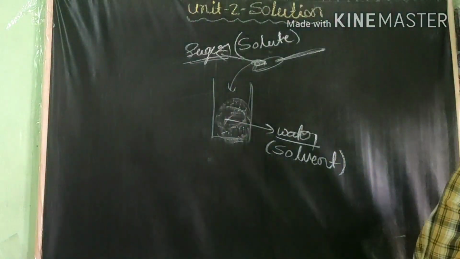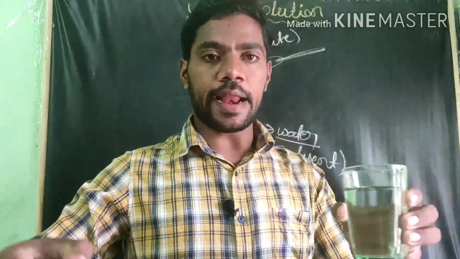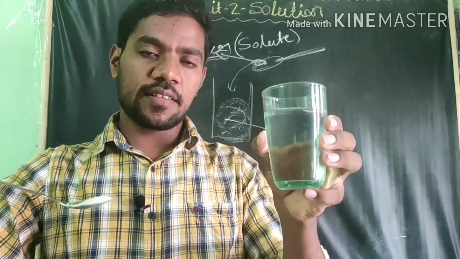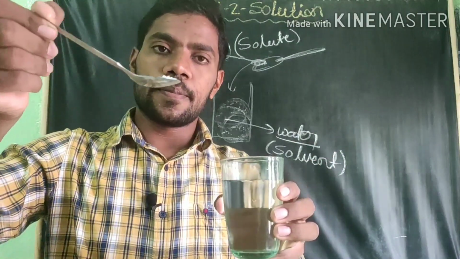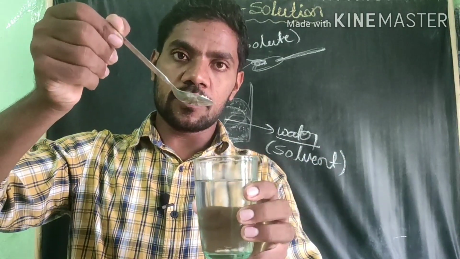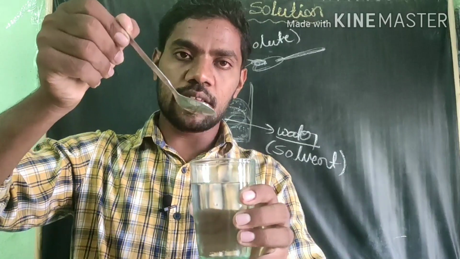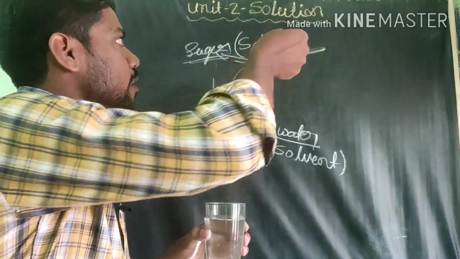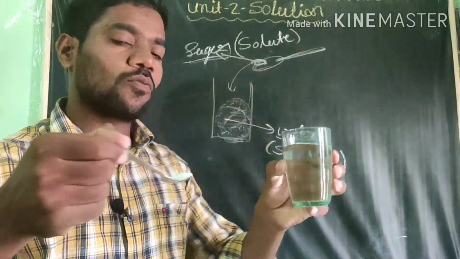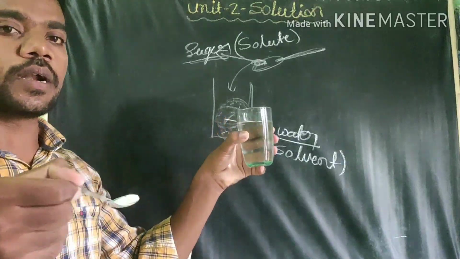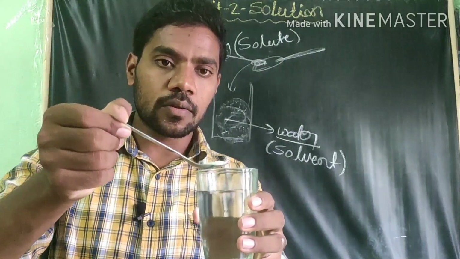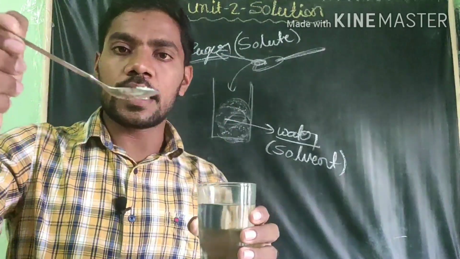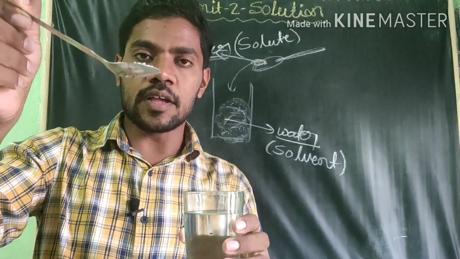Okay, you see here, in this water and sugar, which is solute, which is solvent. You see here, this is water. I am pouring this sugar in this. You see here, this is sugar, right? Therefore, this sugar is called as solute. This water is called as solvent. In water I am adding, right? Therefore, it is called as solvent. What I am adding? Sugar I am adding. This is called as solute.